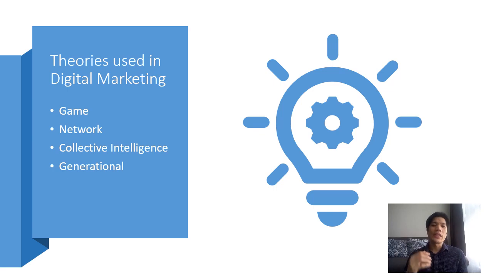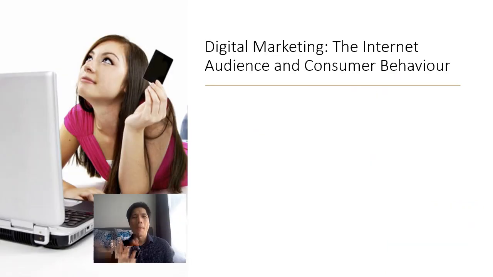Understanding that there is engagement, when you can use gamification, when you know about networking, and when you know about collective intelligence and also the different generations, you can now understand why there are different types of shoppers that you have in your groups, isn't it? Think about it.